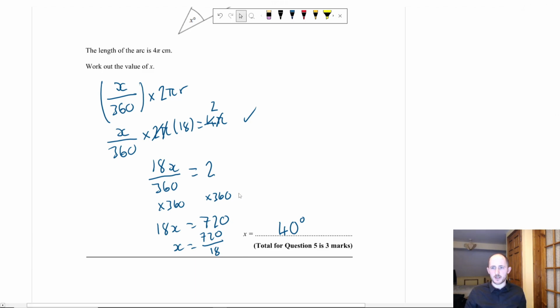Okay? So you need a mark here, a mark for starting to rearrange. So if you get a value for x like this, and then a mark for the final answer.